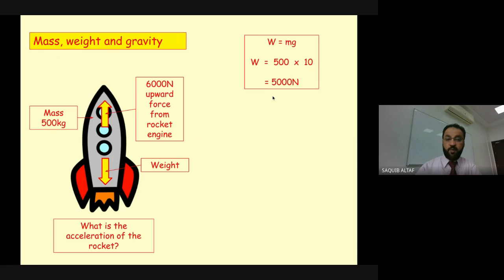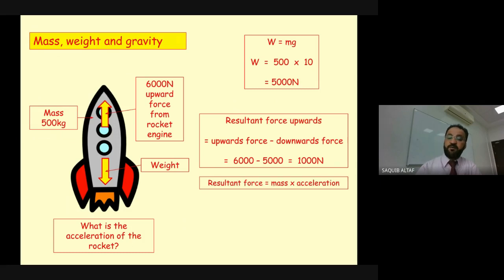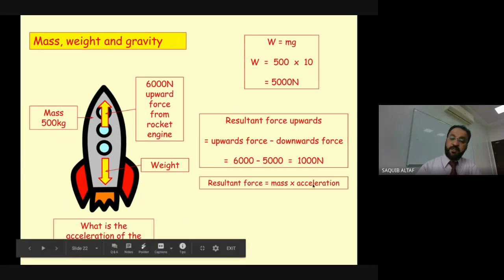This is the weight of the rocket. So what is the resultant force? See now, upward force is 6000, downward is now 5000. You just subtract them, so it is 1000 Newton. So the resultant force is, what is force? Force is mass times acceleration.